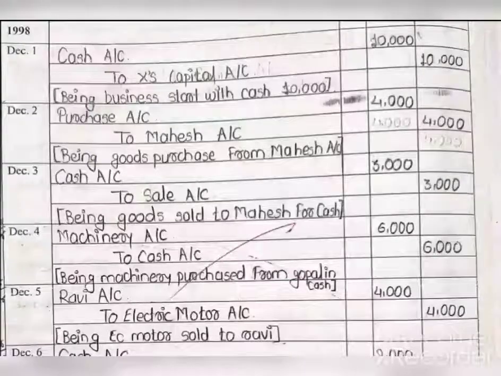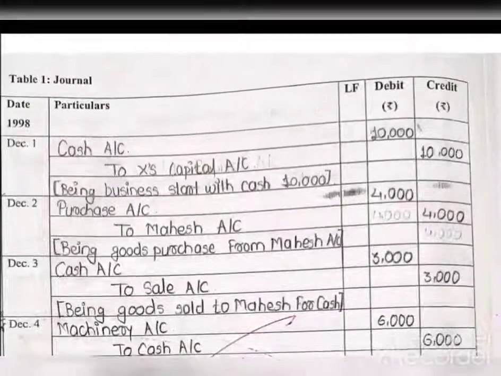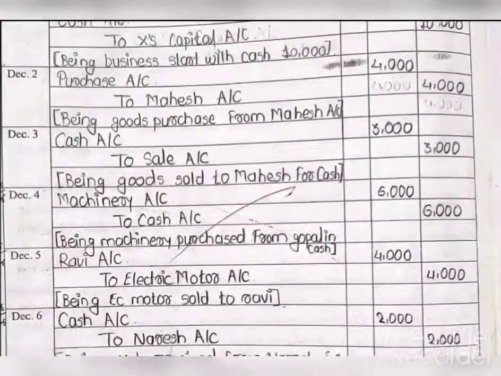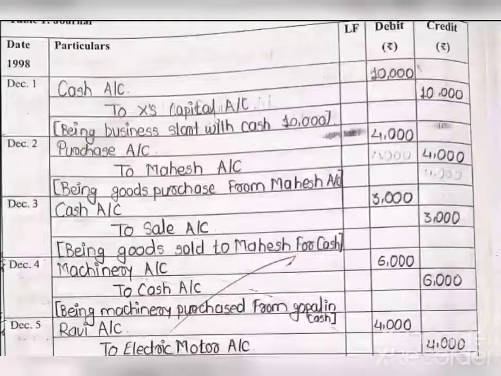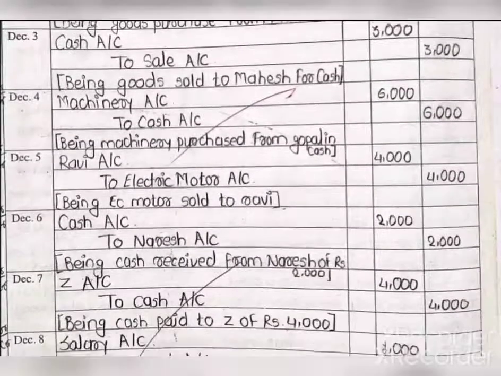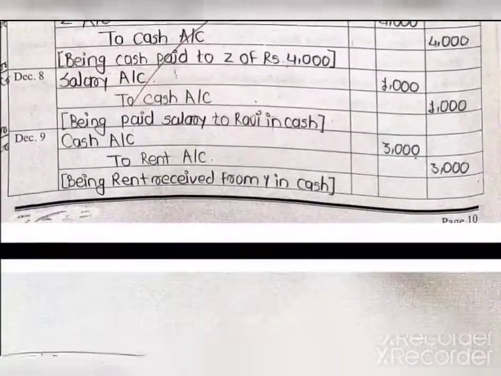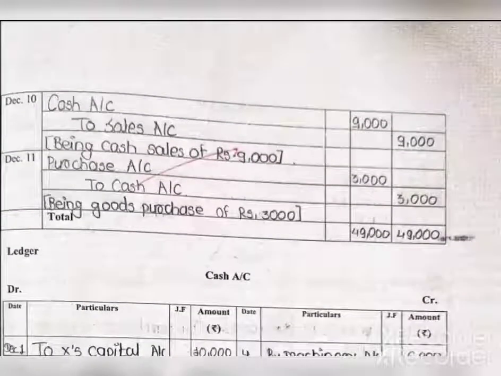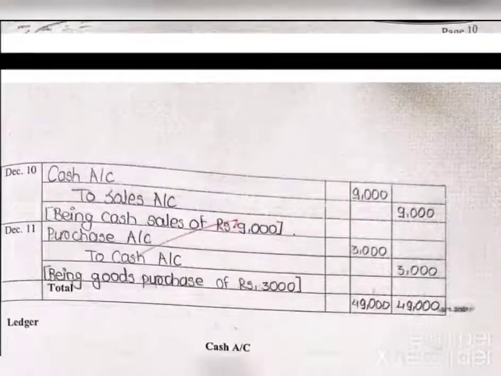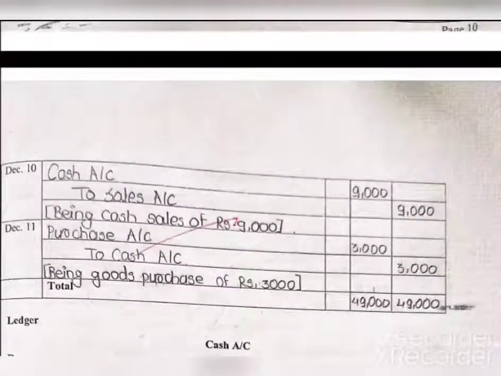Now, to transfer the journal entries to the ledger account, first we have to see what the different kinds of accounts involved in the journal are. If we check our journal, there is cash account, again cash account on December 3rd, again on 4th, cash is repeating, on 6th, 7th, 8th, 9th, 10th and 11th, all the days cash is involved. And purchase is also repeated. So we will be classifying according to how many transactions there are for each account.